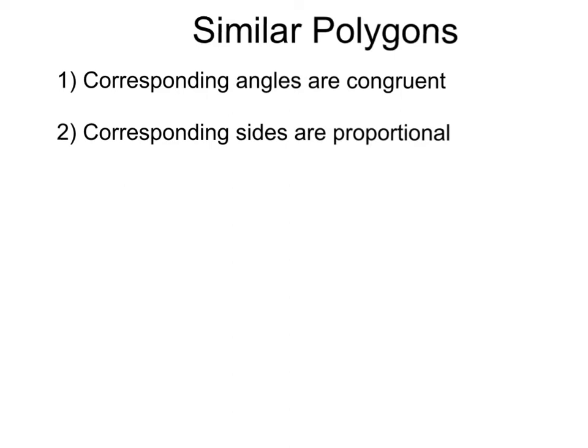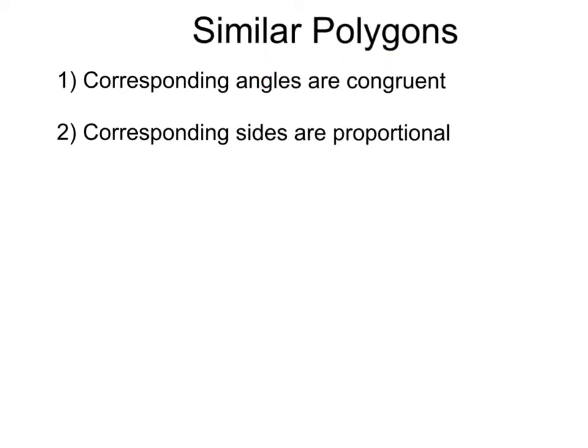In the past, we have talked about congruent shapes and congruent polygons, which basically meant that all angles were the same measure and all sides were the same measure. In essence, you have the exact same shape. We're going to be talking about something similar, which is similar shapes and polygons.